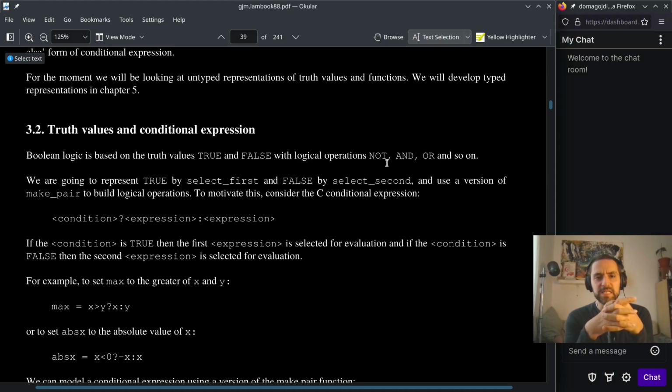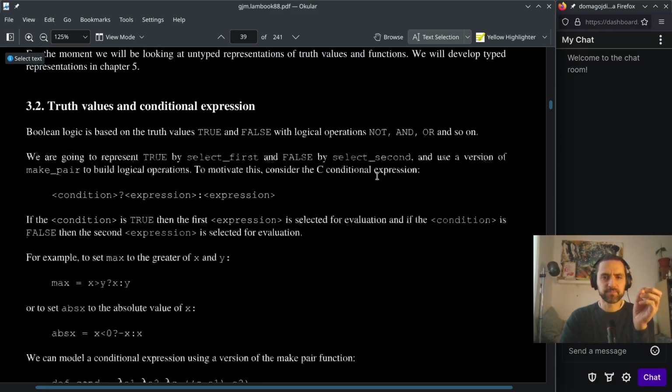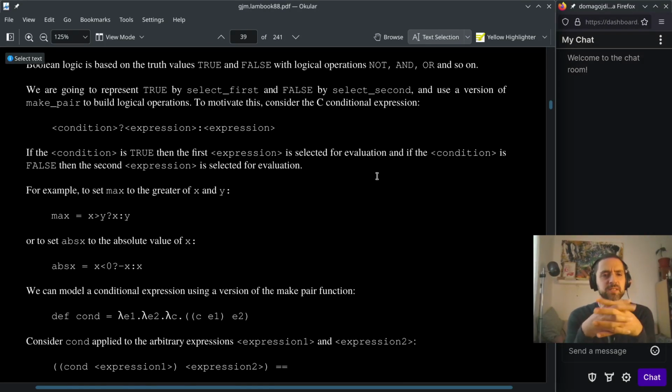To motivate this, consider the C conditional expression. Condition, question mark, expression, expression. If the condition is true, then the first expression is selected for evaluation. And if the condition is false, then the second expression is selected for evaluation.